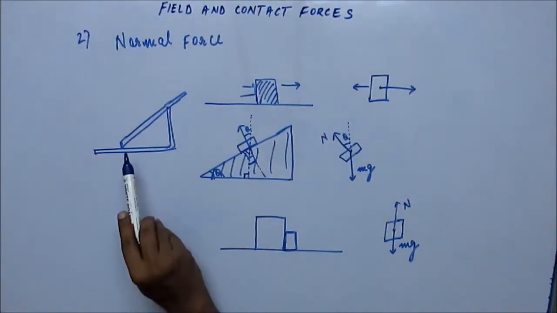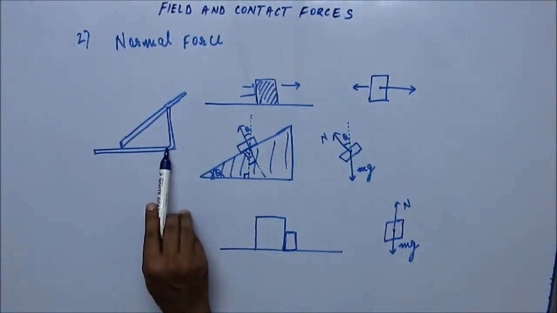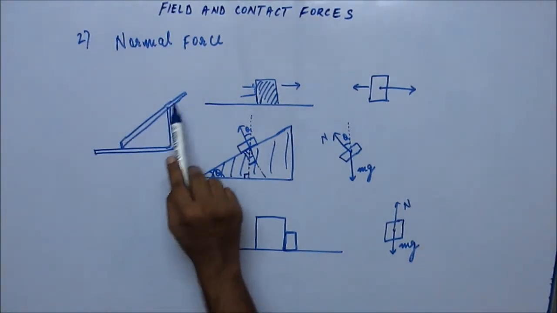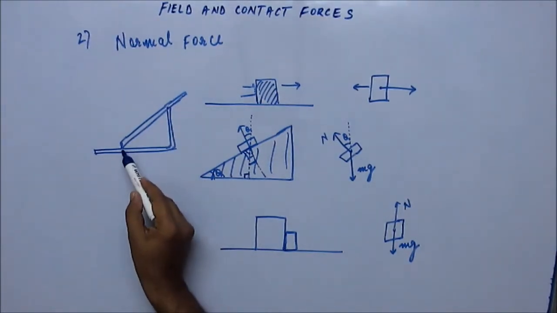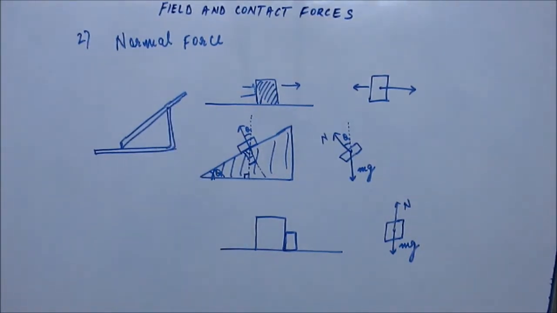Let's consider this situation. This is a floor, this is the wall, and this is a ladder or a stick kept like this. Now let's try and analyze the normal reaction at these two contacts.